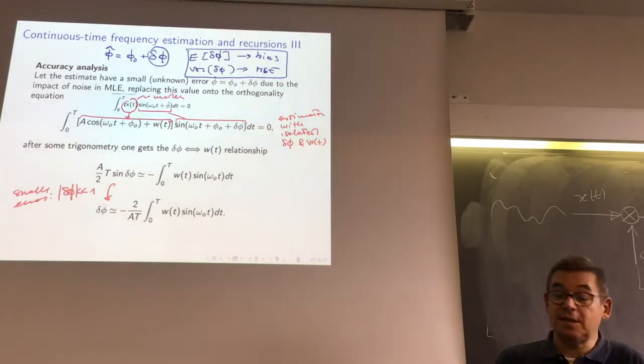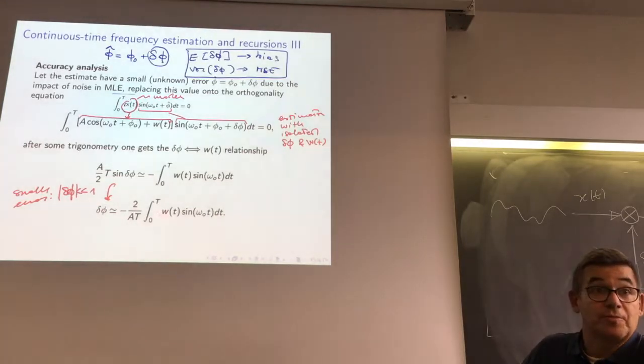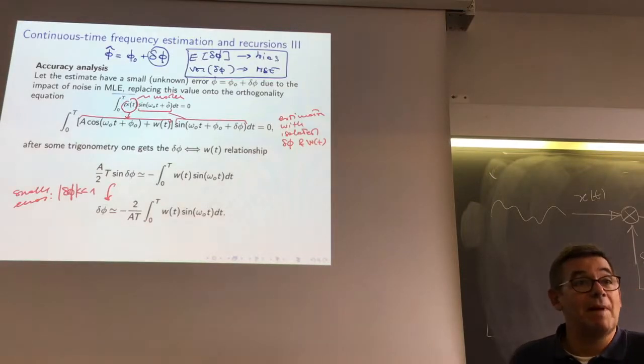So it's easy now to see that, if I apply the expectation to this one, the expectation is with respect to W. Since W is zero mean, the estimator is unbiased, right? Okay. So this way, I got that the estimator is unbiased.